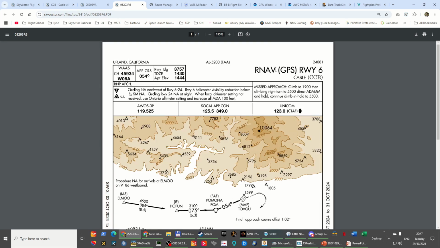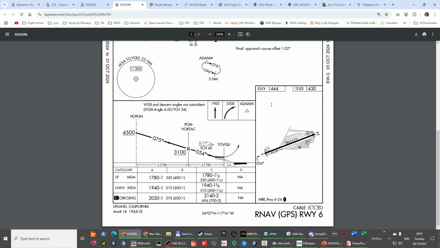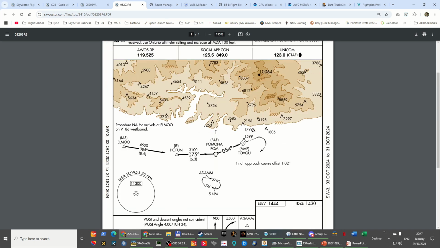Either there is an RNAV GPS runway 6 approach, which also has circling minima, which I don't believe you can start from the final approach fix unless you are vectored. So at Pomona, if we arrive from the south, there is no way we can start the approach from here and go to the runway. So we would need to be vectored somehow.